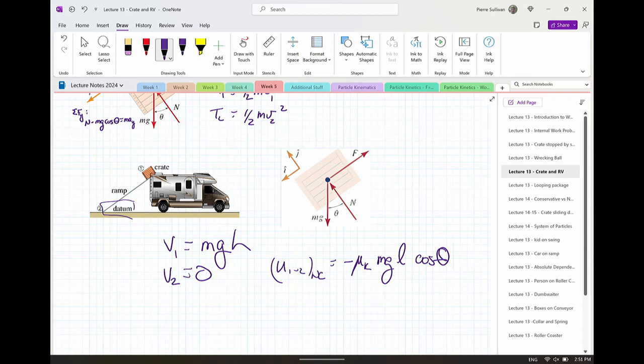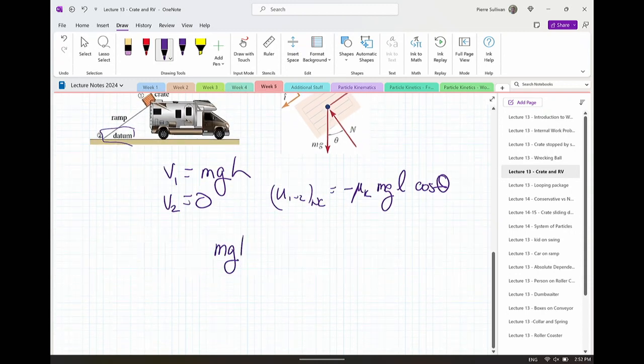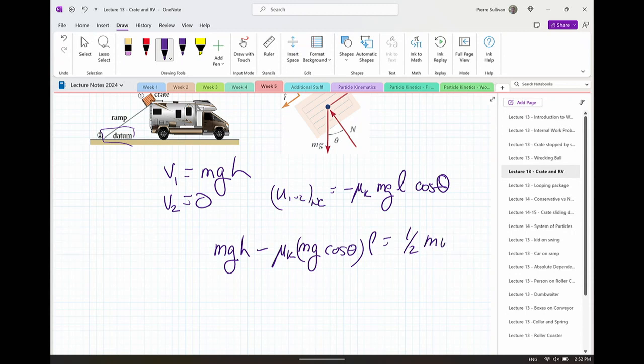My work due to non-conservative forces is entirely due to friction. So it's the length of the ramp, mg cos theta. So mg cos theta is the normal force, L is the length that it travels, mu k is the coefficient of kinetic friction. So I have mgh minus mu sub k mg cos theta times L equals 1/2 mv2 squared.